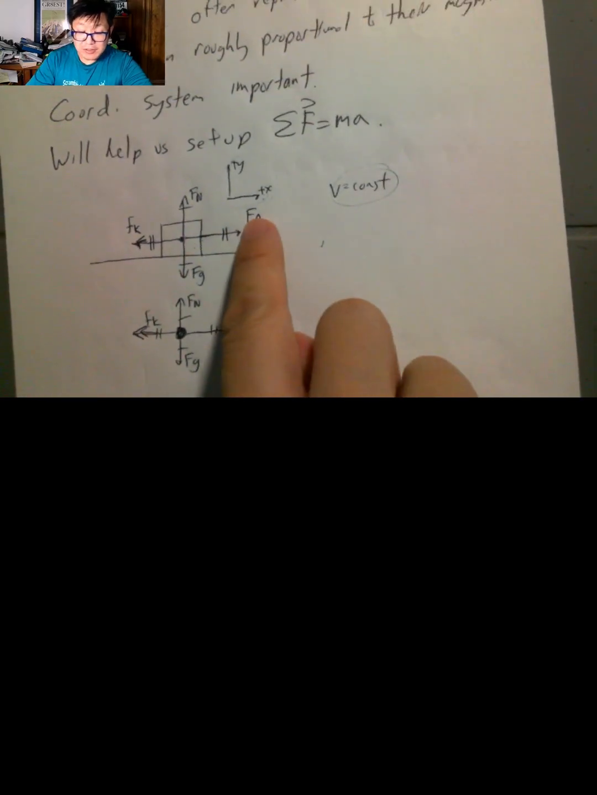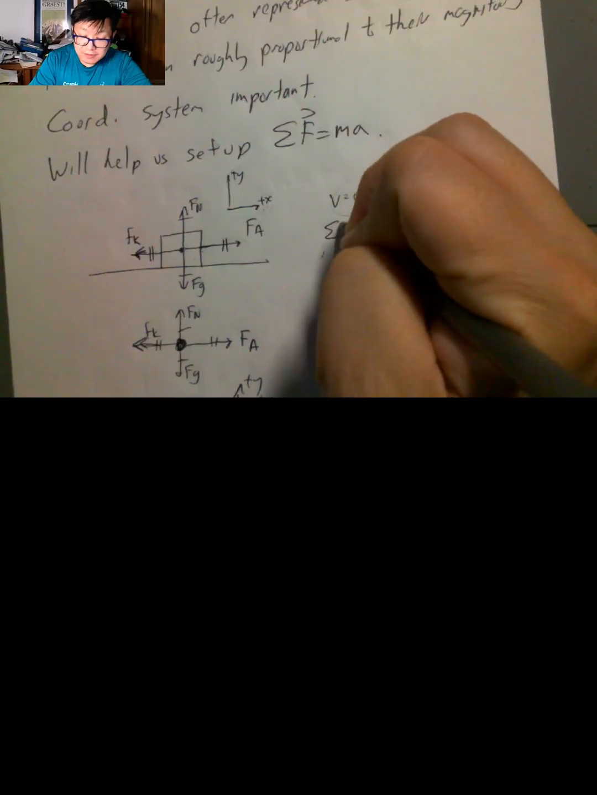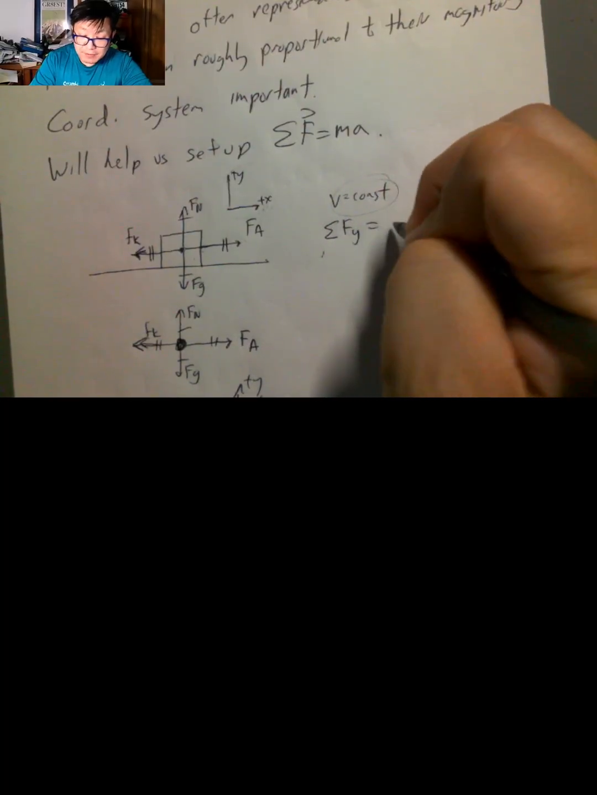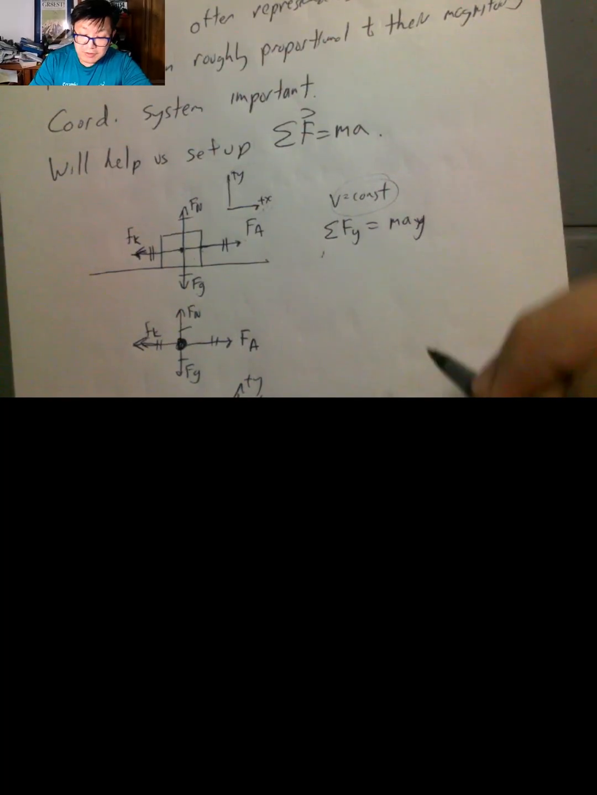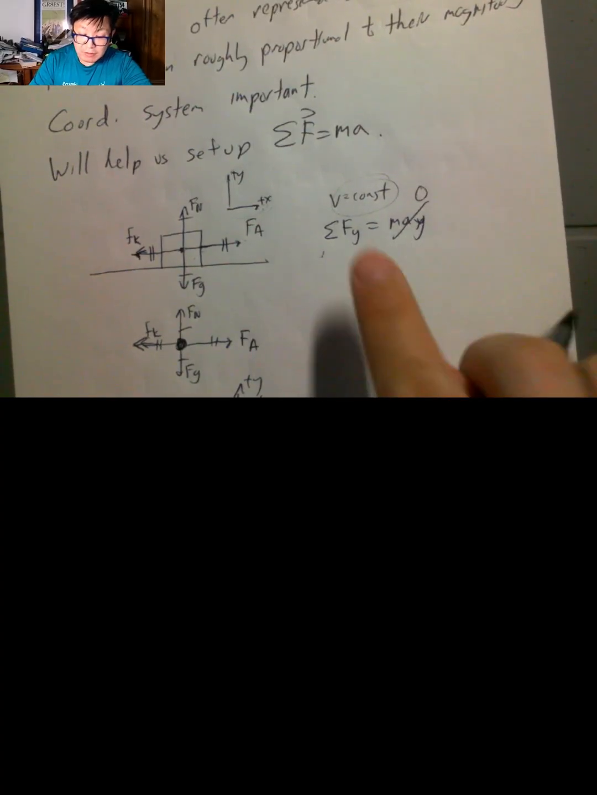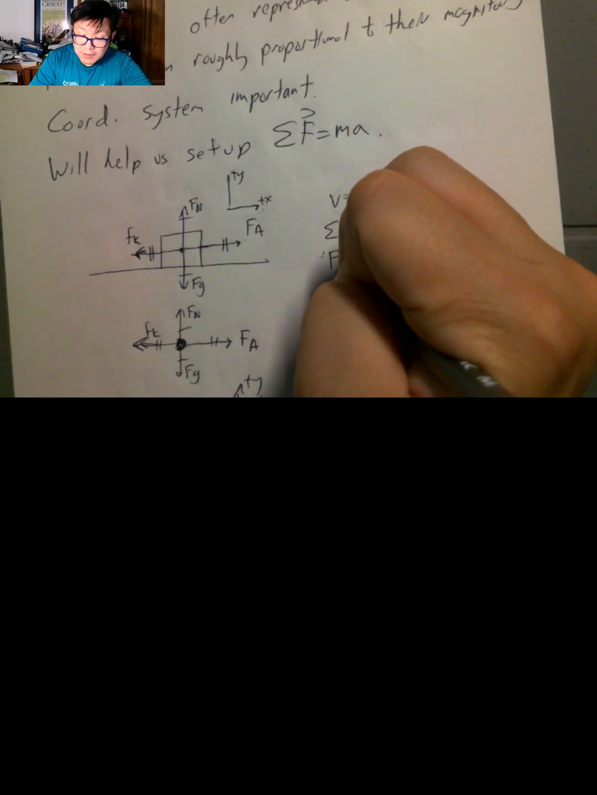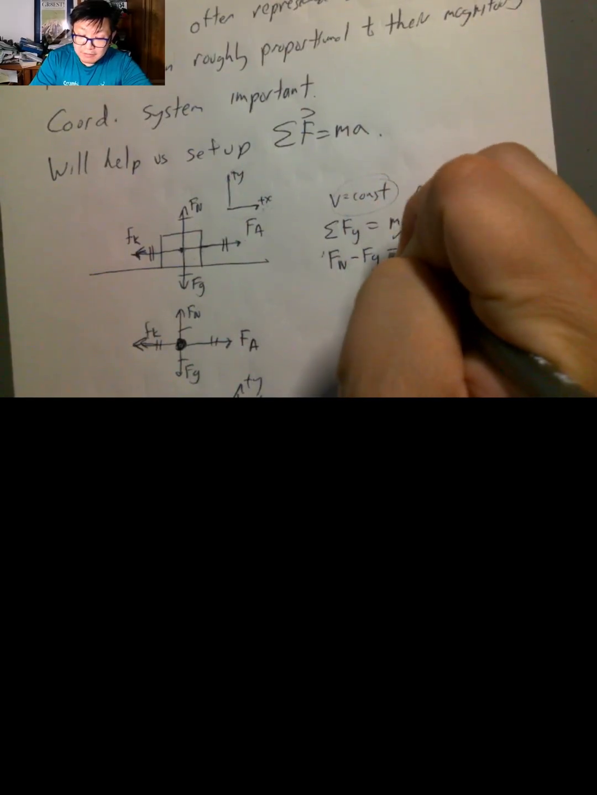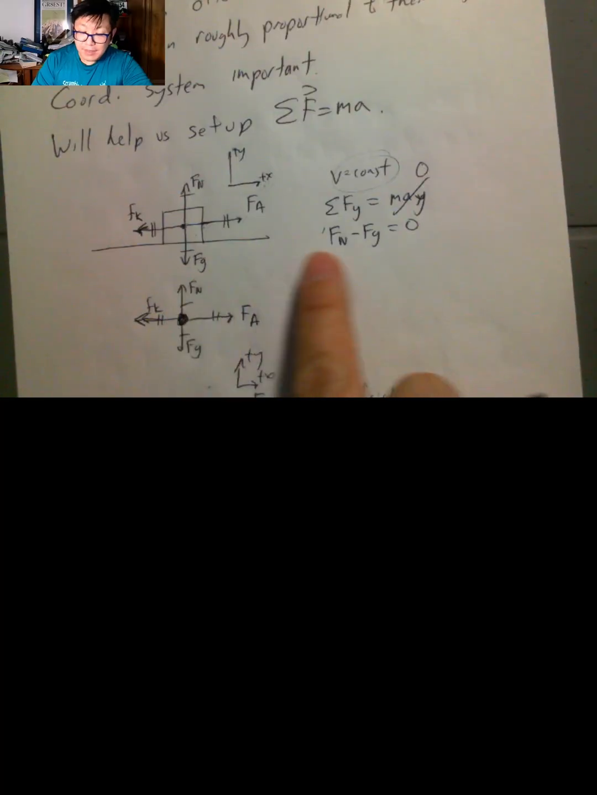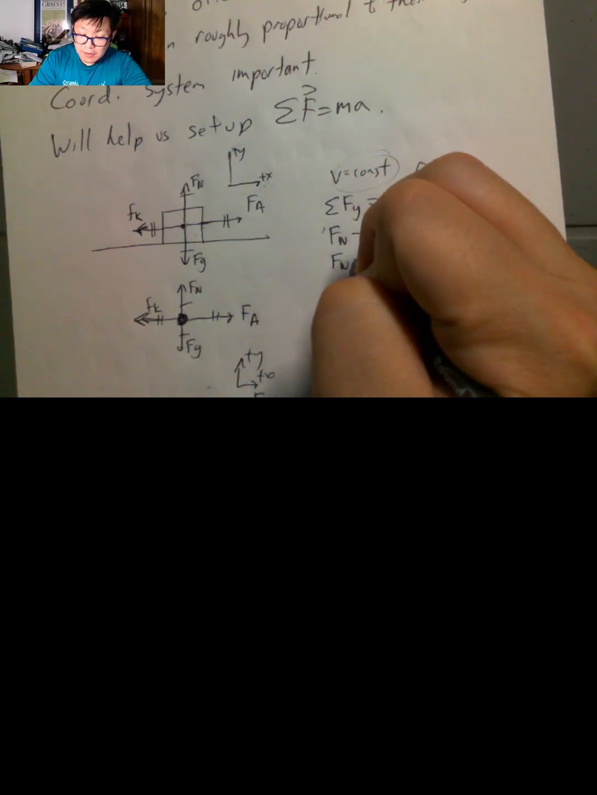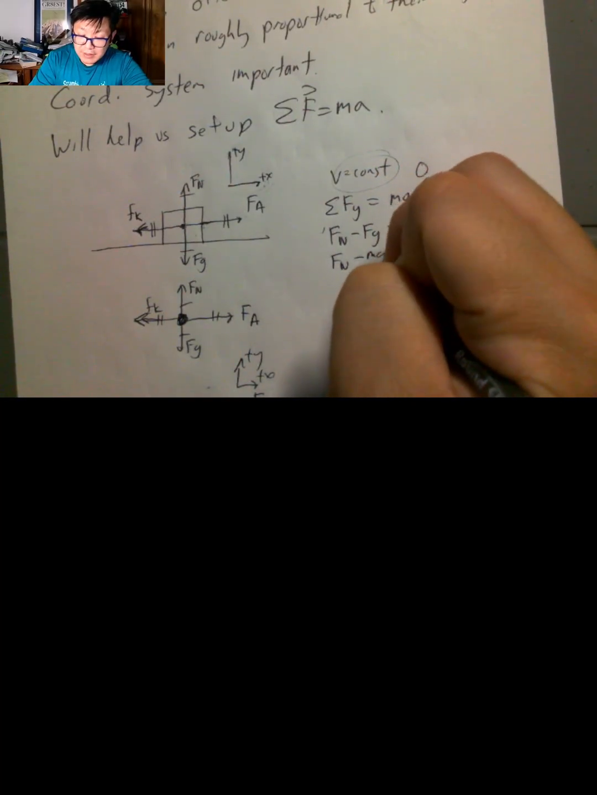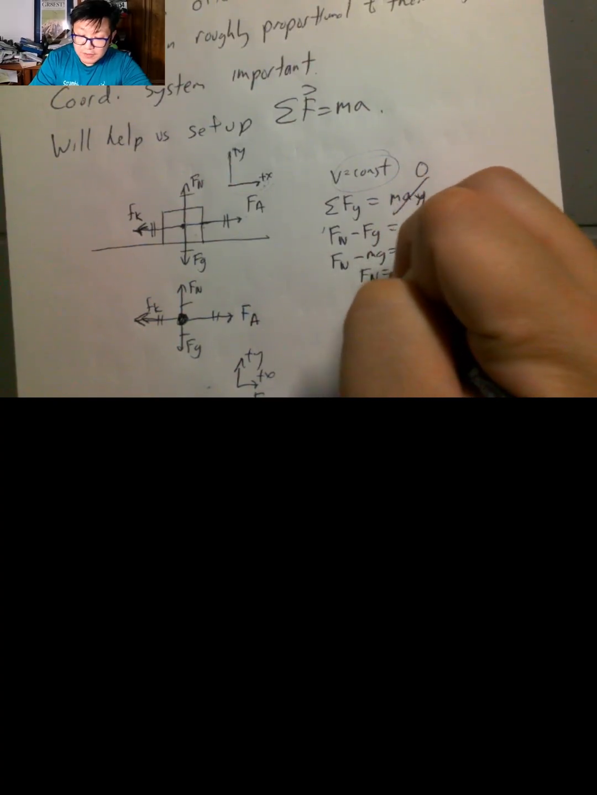So actually, just going to this example, just because it's easier to illustrate, the sum of the forces in the y direction equals mass times acceleration in the y direction. Acceleration in the y direction is 0. So I use my coordinate system to determine which direction is positive and which is negative. Normal force is positive, gravity is negative. Substituting mg for gravity, I get the normal force is equal to mg.